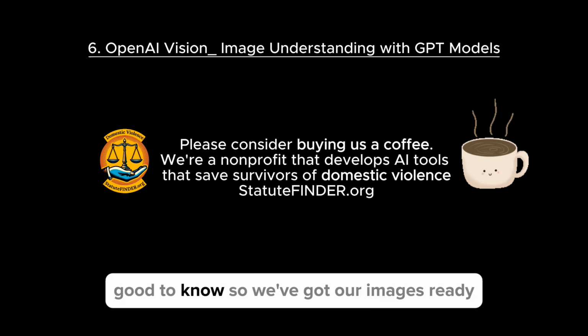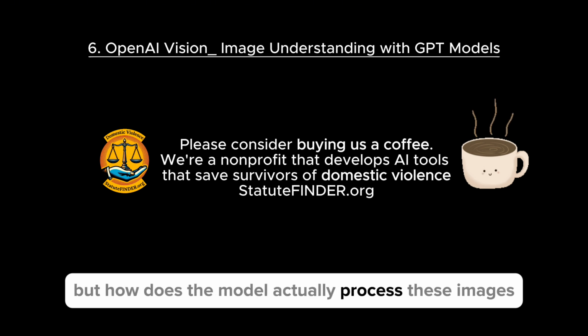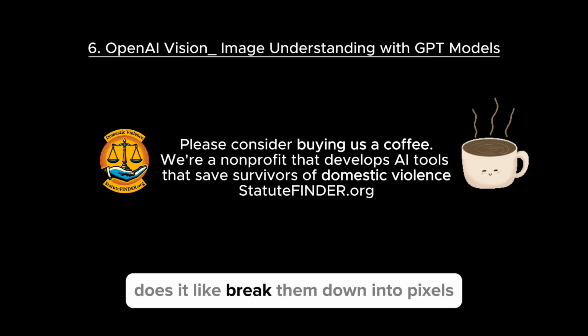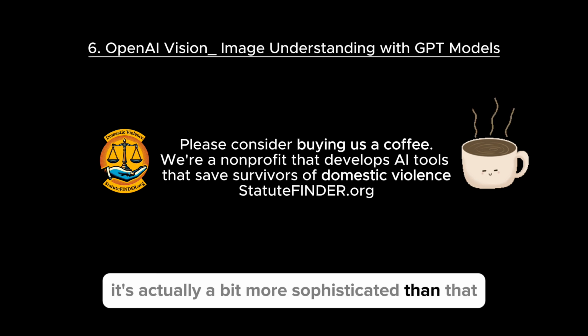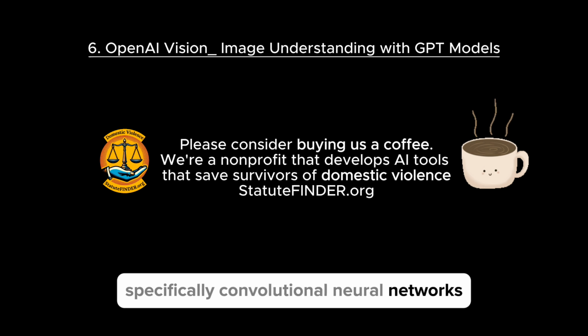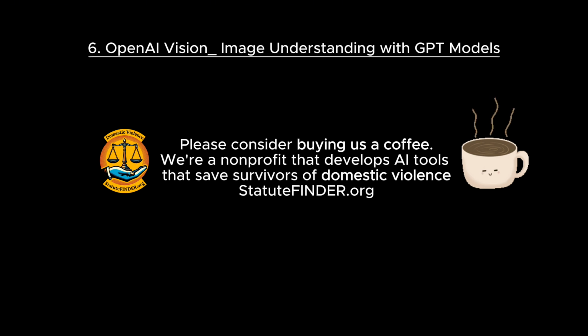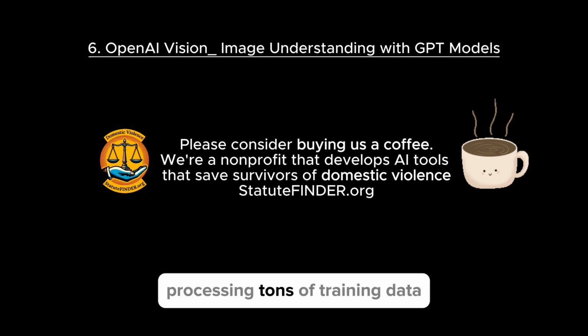Oh, good to know. So we've got our images ready, whether it's through a URL or base64 encoding. But how does the model actually process these images? Does it break them down into pixels and analyze each one individually? It's actually a bit more sophisticated than that. These models use deep learning, specifically convolutional neural networks, to analyze the images. They learn to identify patterns and features by processing tons of training data.